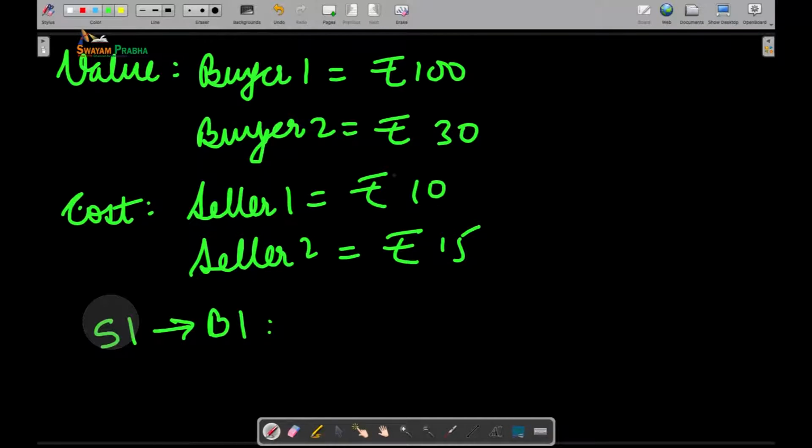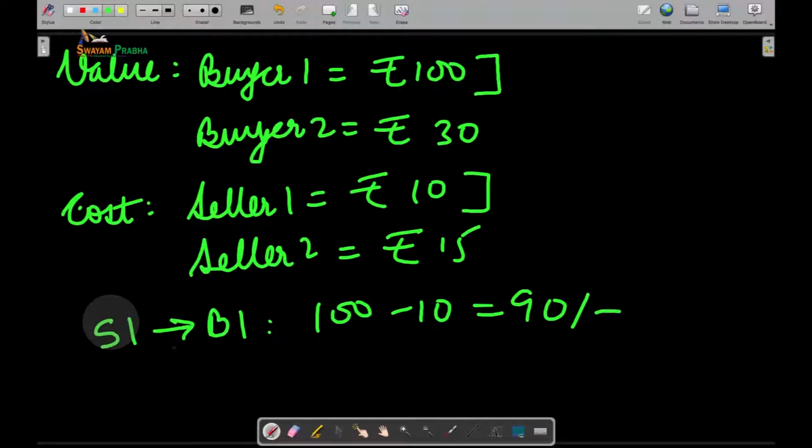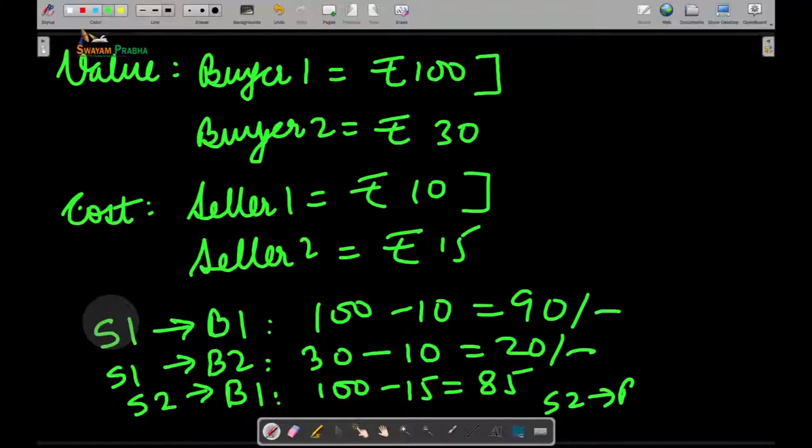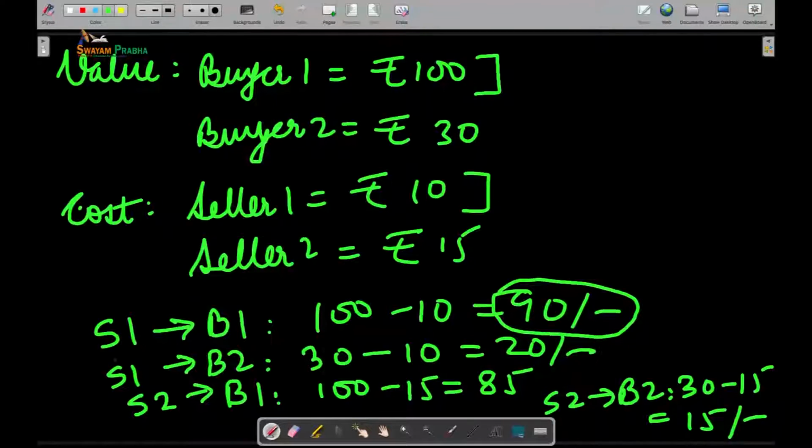So in that case, because seller 1 has the minimum cost and buyer 1 has the maximum value, the total surplus is 100 minus 10, which is 90 rupees. But in other cases, if it goes from seller 1 to buyer 2, the surplus becomes 30 minus 10, which is 20 rupees. If the good goes from seller 2 to buyer 1, it costs 15 rupees to produce, so the total surplus is 100 minus 15, which is 85. And when it goes from seller 2 to buyer 2, the total surplus is 30 minus 15, which is 15 rupees. Now what we are observing here is that the total surplus is maximum, 90 rupees, when it goes from seller 1 to buyer 1.